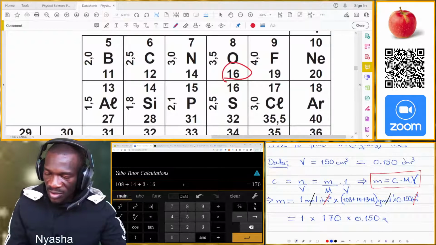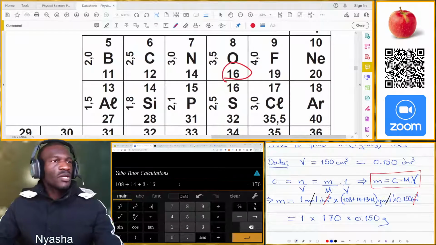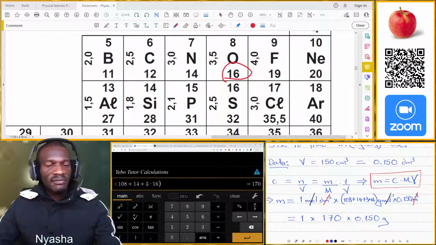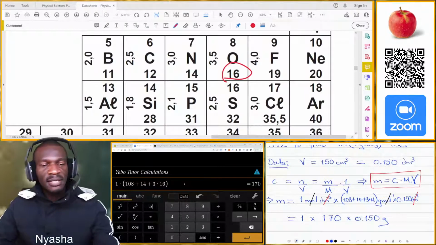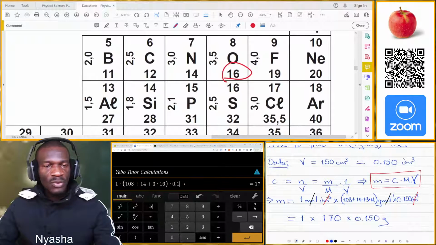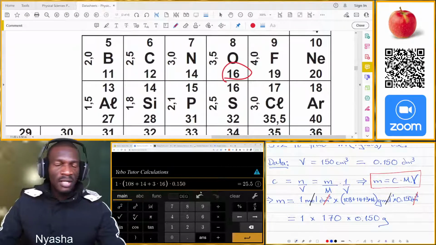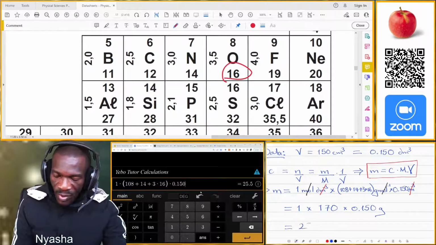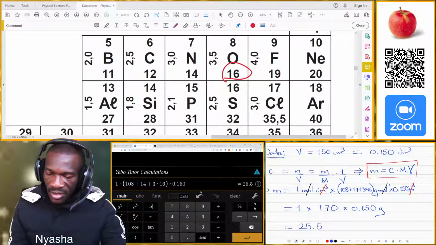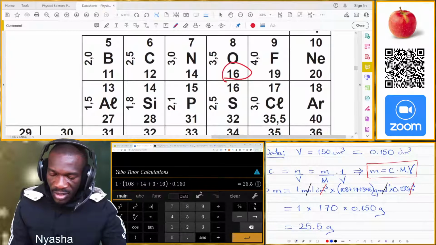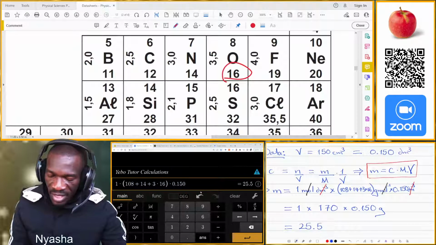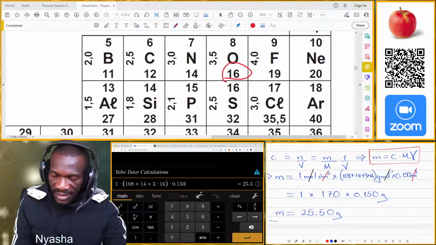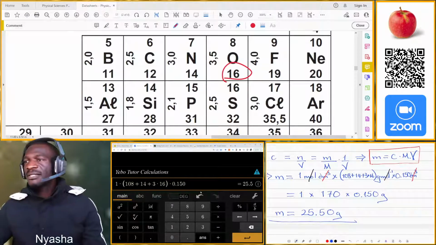That was dm cubed, so we are left with grams. So basically we are closing this bracket. On this part we have a 1 multiplied by that, then multiplied by 0.15 dm cubed, so that in the end we are getting 25.5 grams, isn't it? 25.50 grams. That is the mass of the silver nitrate.